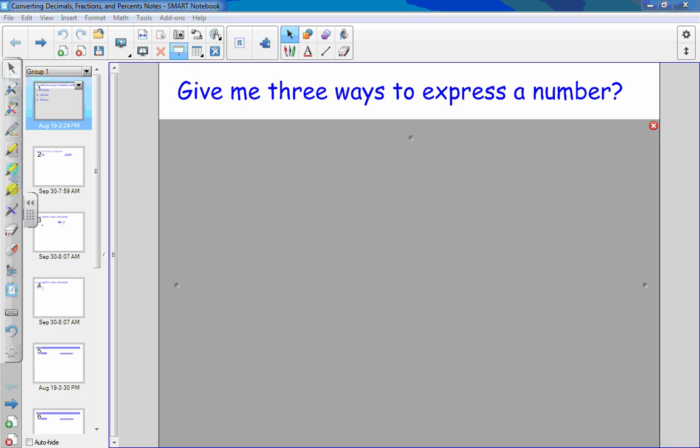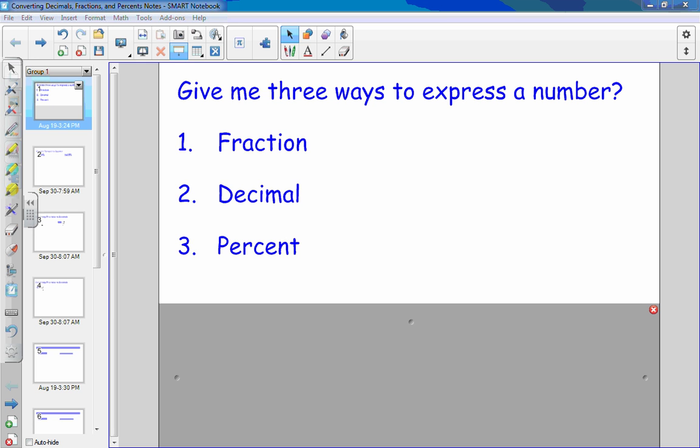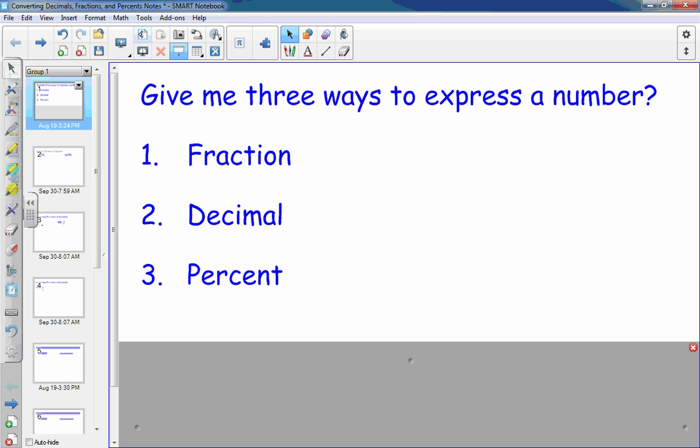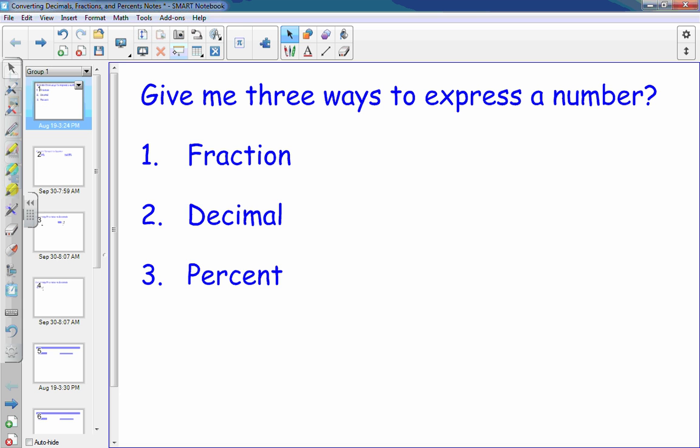Right, today what we're talking about is numbers, okay? And when we talk about numbers, there's many different numbers out there that you deal with, right? So give me 3 ways to express a number. What's the first way? Fractions. What's another way? Yep. Decimals. What's another way? Percents. I mean, that literally is all 3 of them. Fractions, decimals, and percents. Okay? Now, that's what we're going to be talking about today.